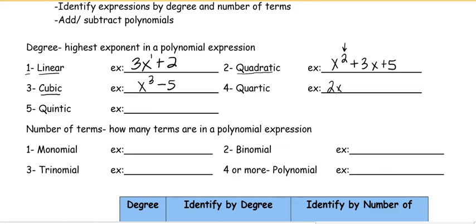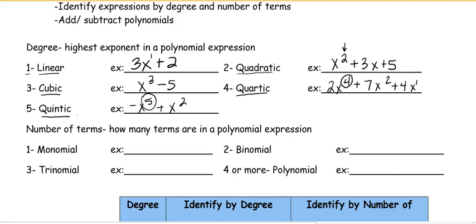And then if I were to give you this expression here, 2x to the 4th plus 7x squared plus 4x, we have 3 exponents. We have a 4, a 2, and a 1. But the highest one here is 4, therefore this is called quartic. And the last one is 5. If I give you negative x to the 5th plus x squared, our highest exponent is 5, therefore this is called quintic.